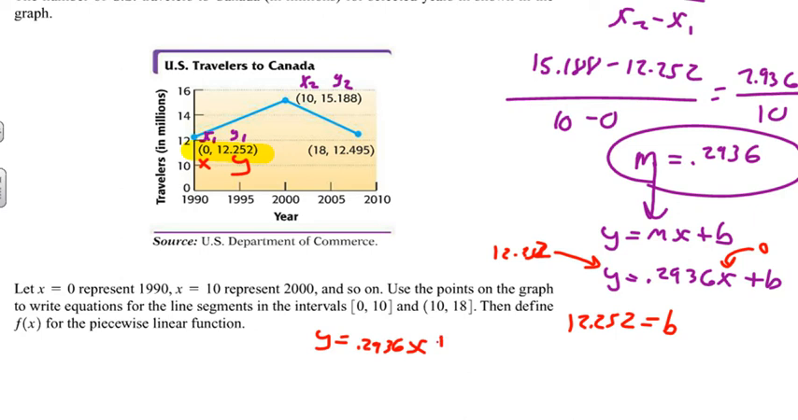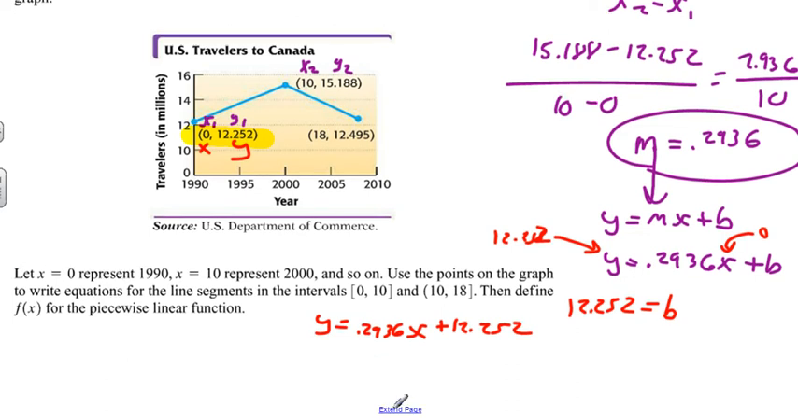Plus b, plus 12.252. Okay, so all that work right there, we just found the equation of this line. So now what about this line? Well, we have to do the same thing here as we did for the previous problem.